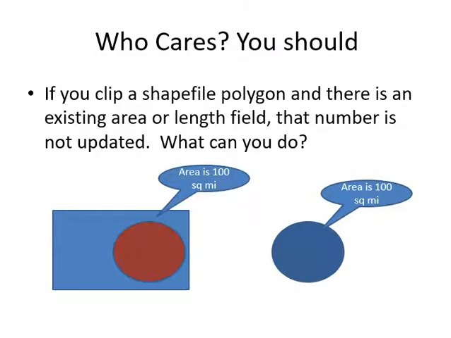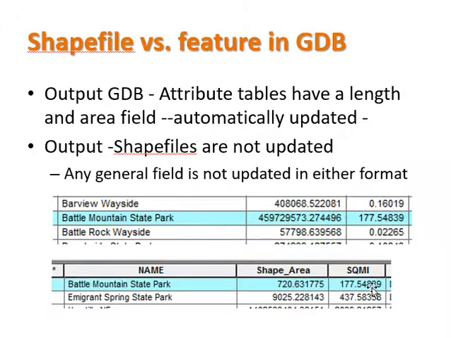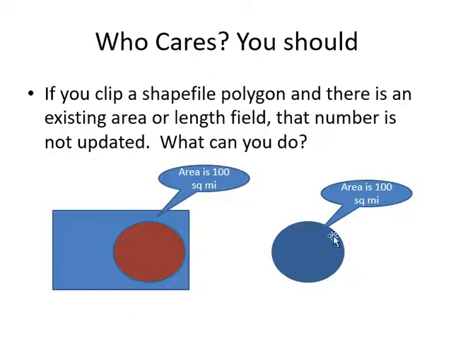And so why should you care? Well, you should care because if you clip a shapefile polygon and there is a field like this one that says square miles or shape area, that will not update. So when I get my new clip feature here, it will still say that it is 100 square miles. So what tools do you have in your toolbox that would allow you to recalculate the correct area of the shapefiles once you have manipulated that feature or that shape?